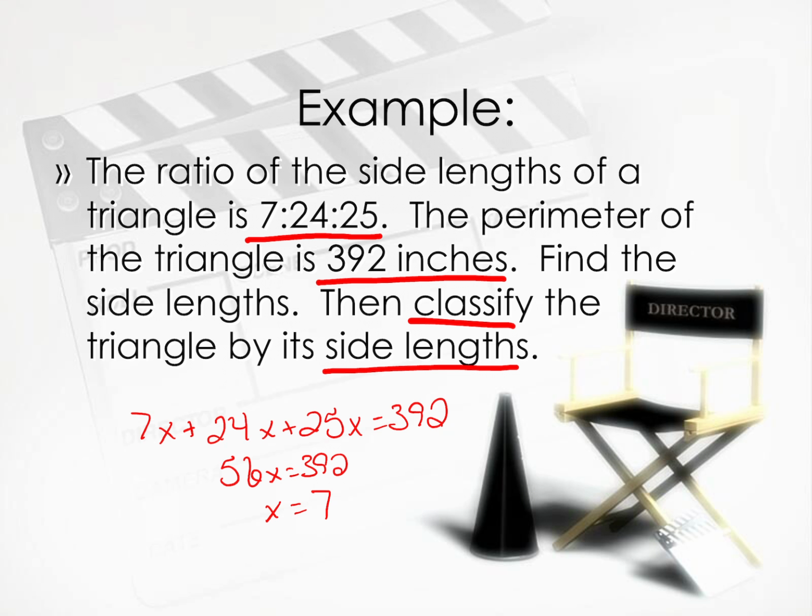We want to find each side length. So again, since we know what our x is, to find our side lengths, you're going to have 7 times 7, which is 49. You'll have 7 times 24, which is 168. And you will have 7 times 25, which is 175. Make sure you're labeling it. In this case, it's inches. So these all need to be labeled inches.